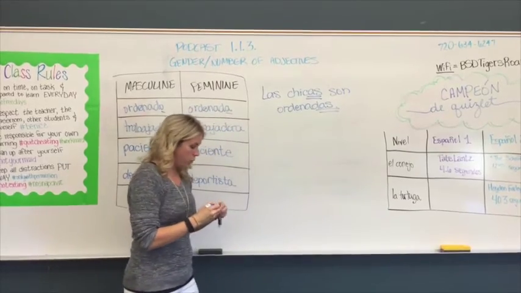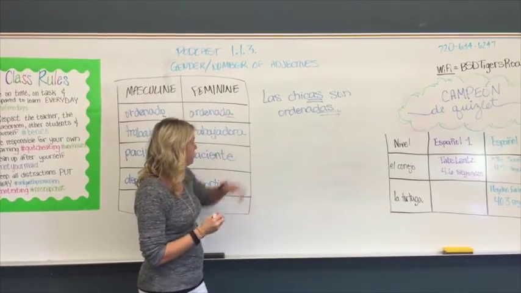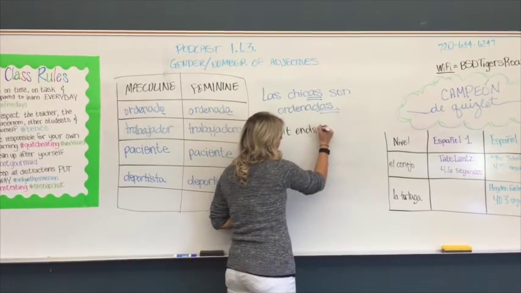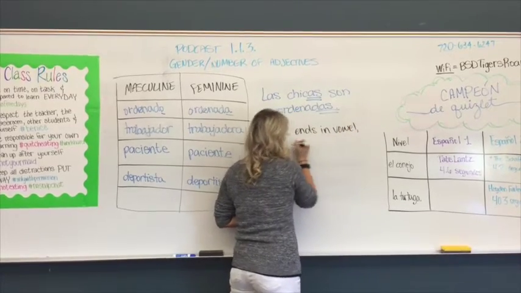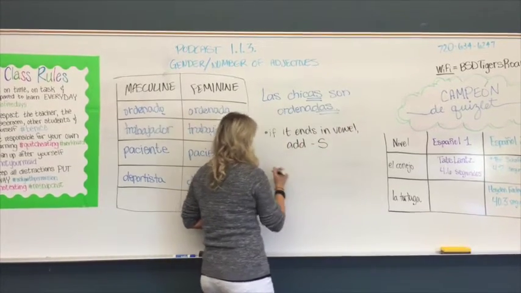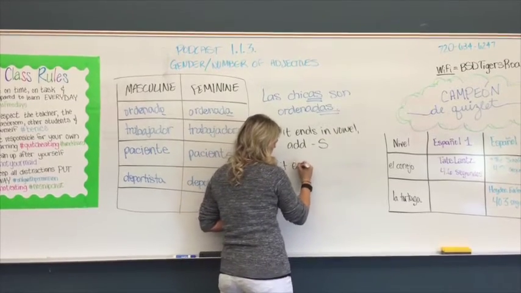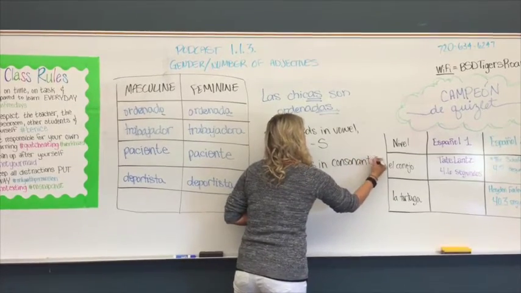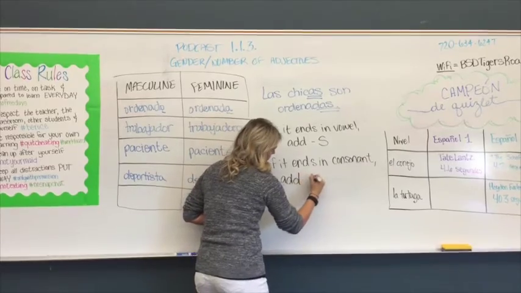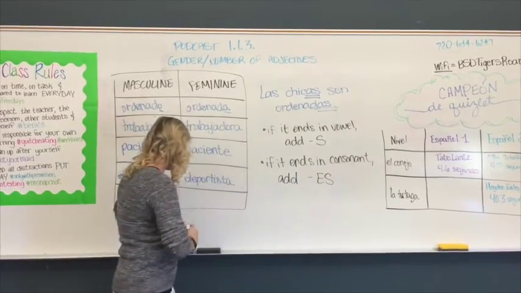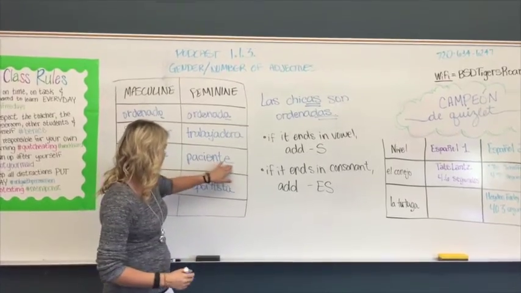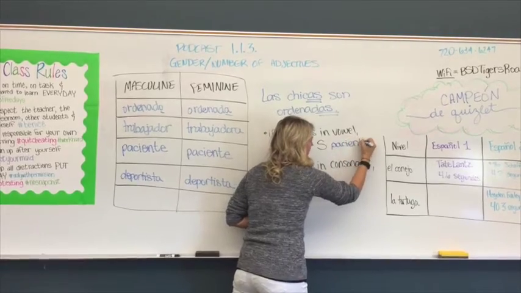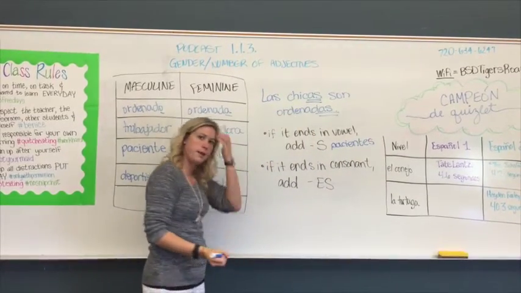Make them match. The only rules you need to know for now to make them plural is if it ends in a vowel, add an S, or if it ends in a consonant, add ES. Okay, my example for that, let's take paciente. Ends in a vowel, so we change it from paciente to pacientes to make it plural.